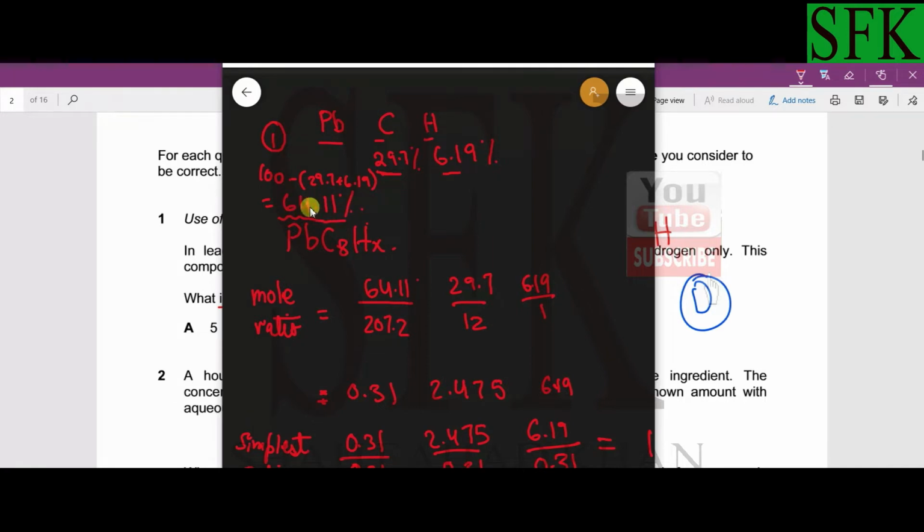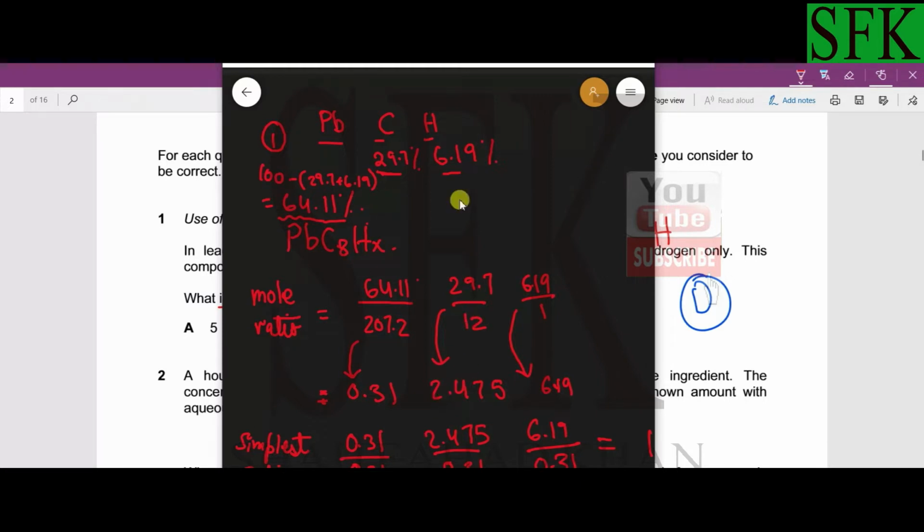Okay, now using these percentages, we can calculate the mole ratio by dividing them by their respective ARs, relative atomic masses. The relative atomic mass of lead is 207.2, so 64.11, which is the percentage, gets divided by this to give us 0.31. And similarly, we do the same thing for carbon divided by 12, and for hydrogen divided by 1.